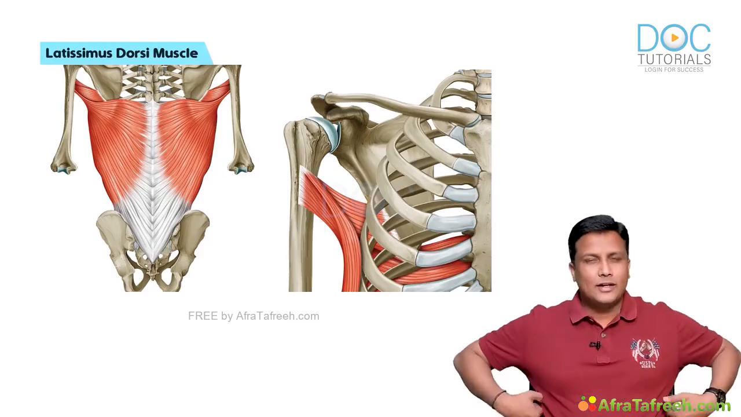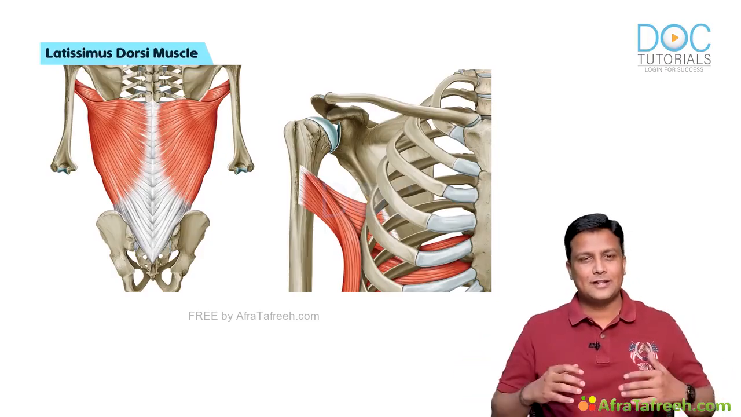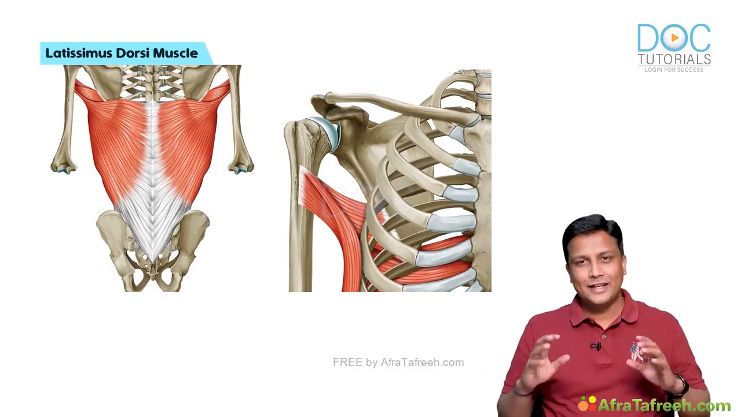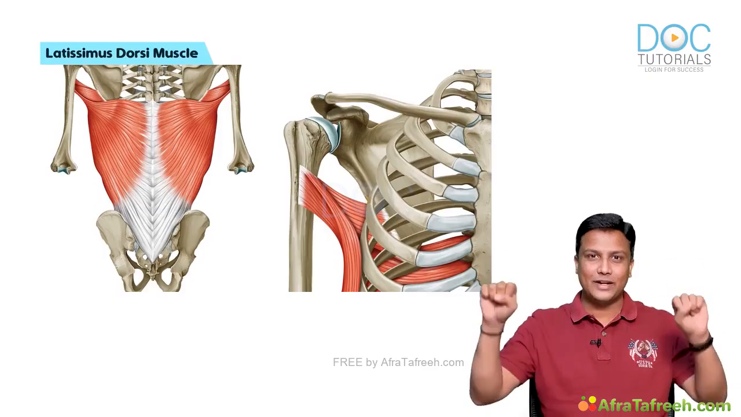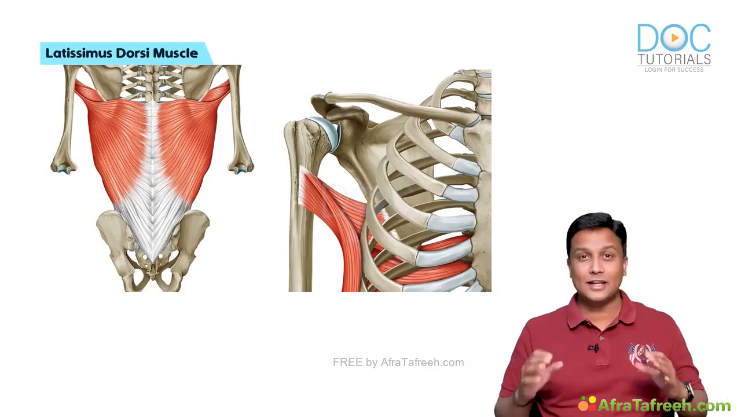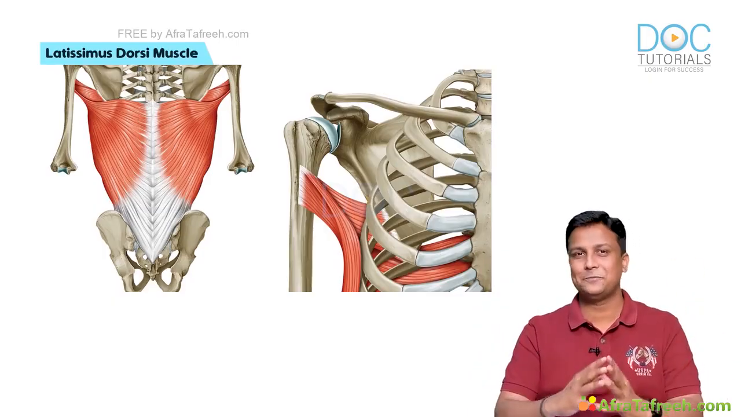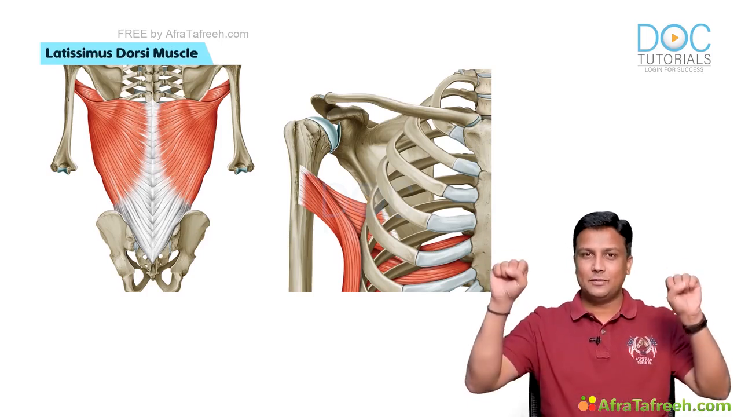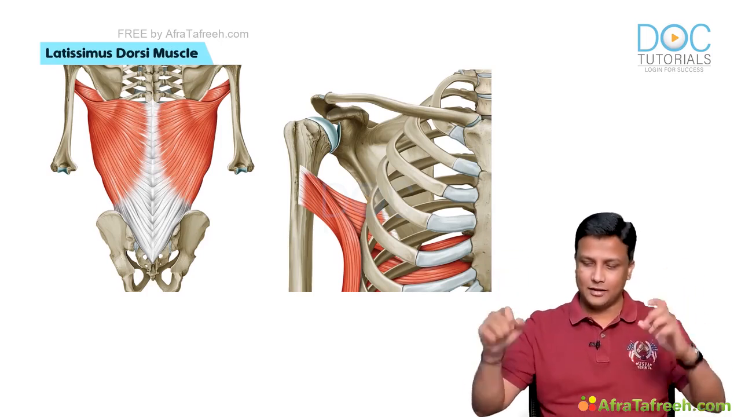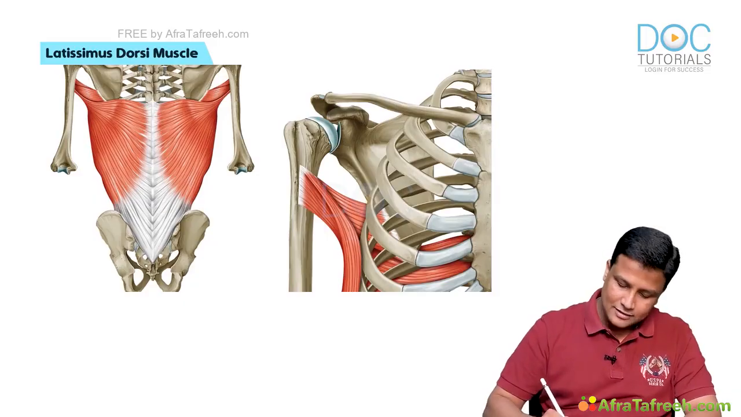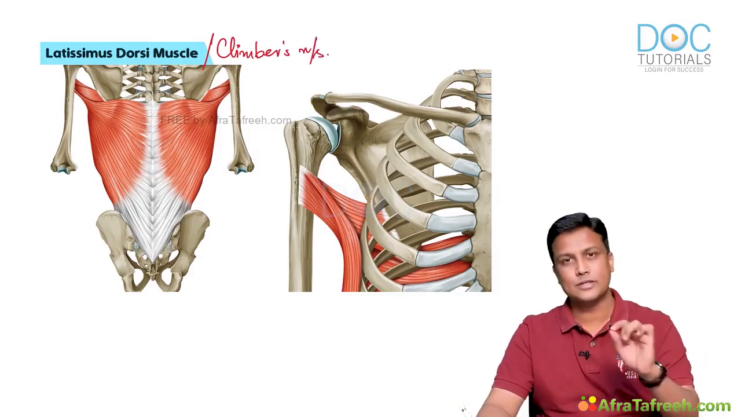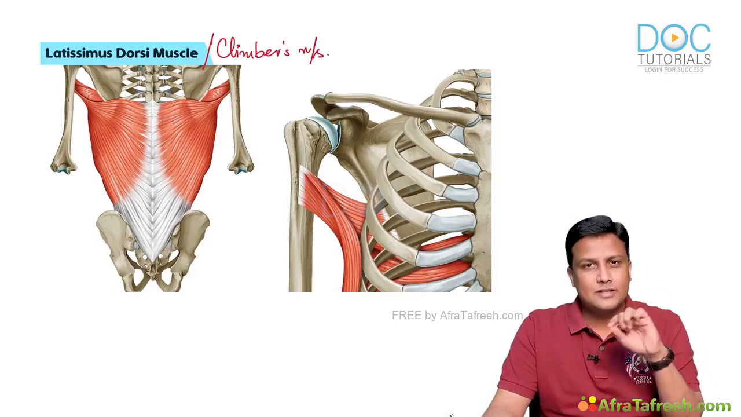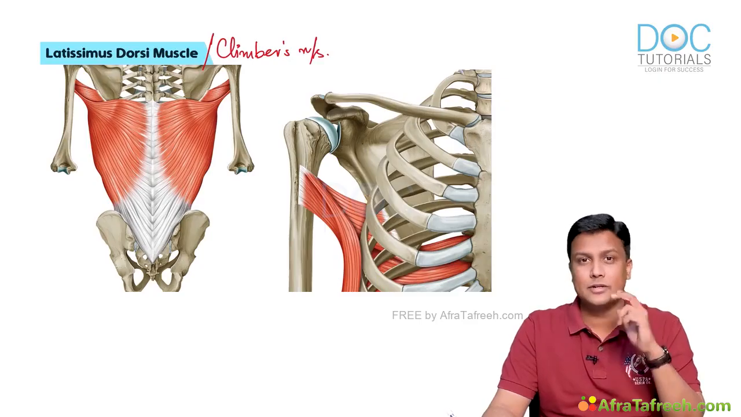Now look at that huge muscle, guys. For example, if you go to a gym, there will be a rod. You hold the rod and you move up and down. And when you're moving up and down, this muscle develops very nicely, giving your body a complete V shape. Because this muscle is helping in moving up and down, like climbing, remember, latissimus dorsi muscle is also known as the climber's muscle. I request all of you to please write it down somewhere in your books. Latissimus dorsi muscle, it is also known as climber's muscle.